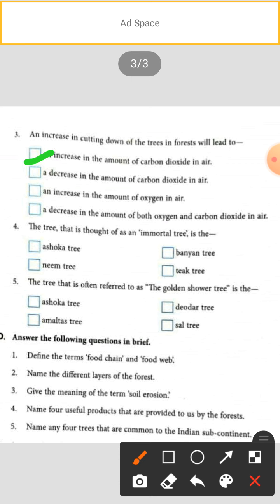Next question: the tree that is thought of as an immortal tree is known as the banyan tree, because the life span of the banyan tree is very long. So it is known as the immortal tree.